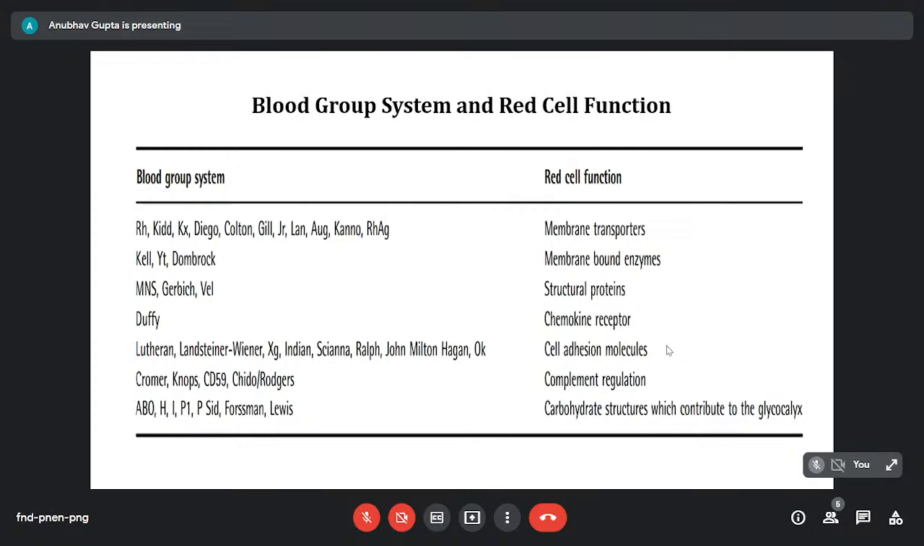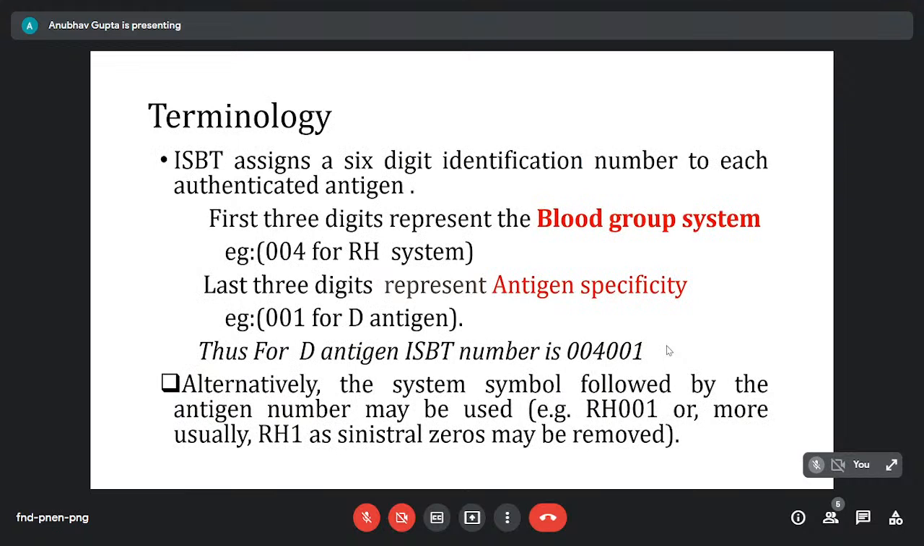Then coming to the terminology. The terminology for blood group antigens has been devised by the ISBT, which is the International Society of Blood Transfusion. This is the biggest society. This society assigned a terminology in the 1980s, which is carried till date. It assigns a 6-digit number to each antigen. For example, if you have a T antigen, it will have a 6-digit number. The first 3 digits will represent the blood group system. For example, if we are talking about the RH blood group system, the RH blood group system number is 4, so we have to write 004. 004 is for the RH system.